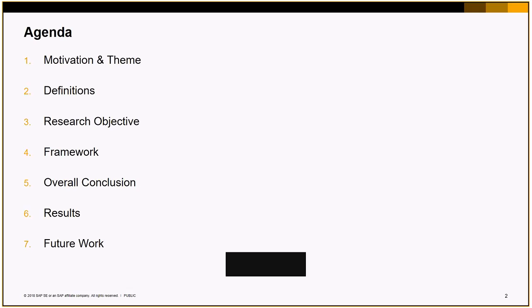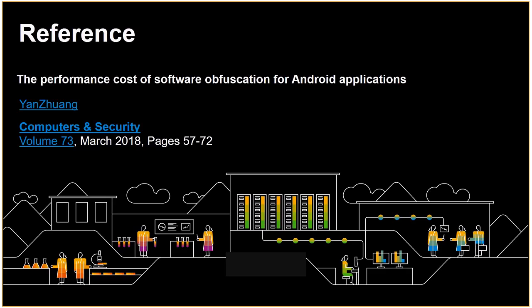A quick look at the agenda. We will start with the main idea or motivation behind the research, go over some definitions, then understand the research objective in relation to the terms we covered in definitions, framework and research methodology, followed by overall conclusion and results. This is the paper that we have referred.